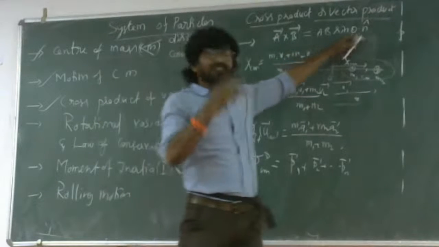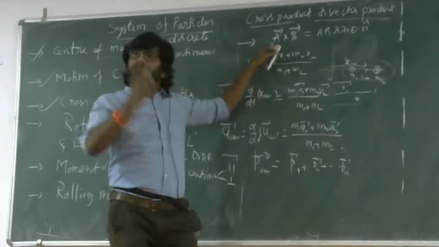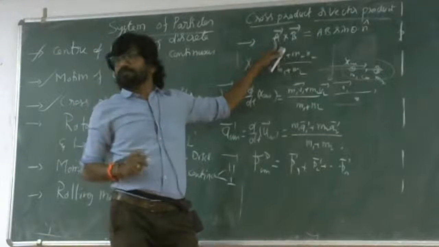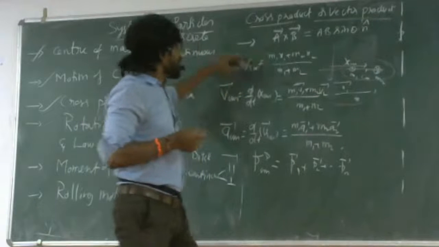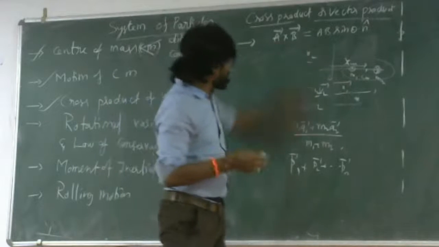So this is called the resultant vector. The resultant vector will be perpendicular to both A, B, and also to the plane containing A. That is the meaning of it. Okay. So how we are going to use this, we'll understand here.